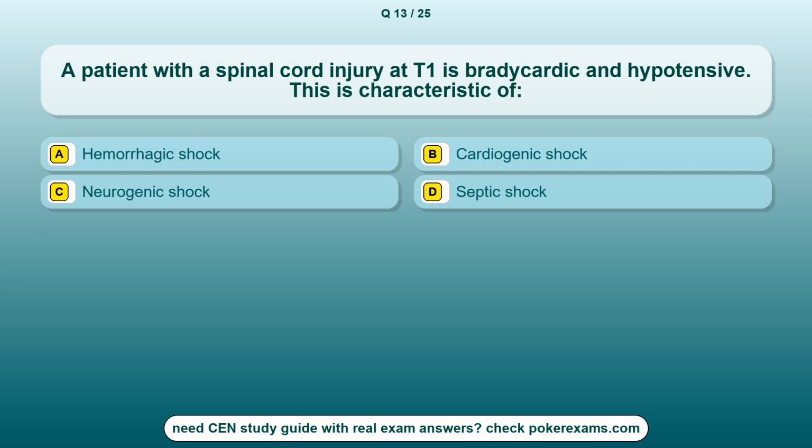Question 13. A patient with a spinal cord injury at T1 is bradycardic and hypotensive. This is characteristic of option A, hemorrhagic shock. Option B, cardiogenic shock. Option C, neurogenic shock. Option D, septic shock.